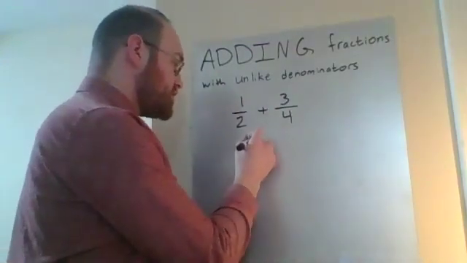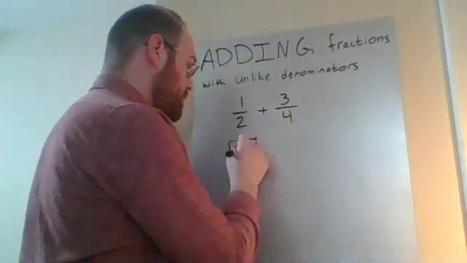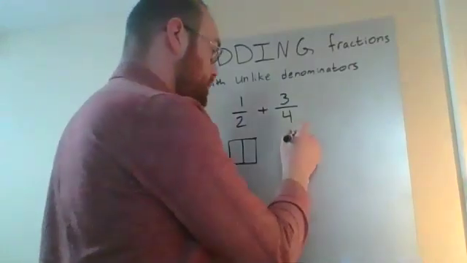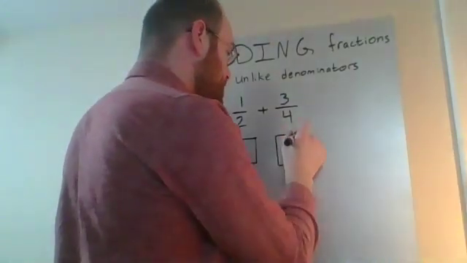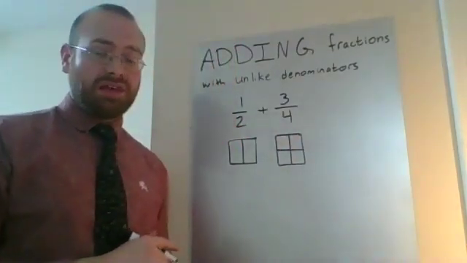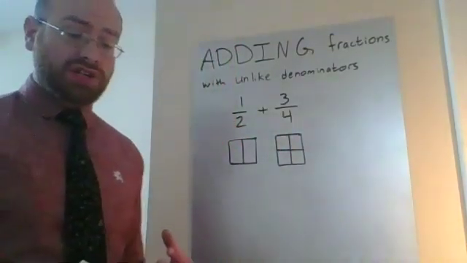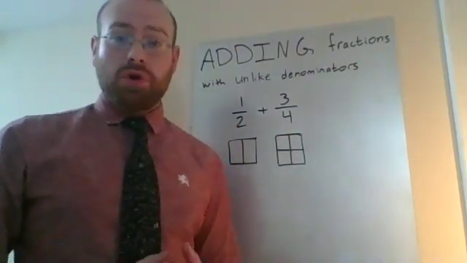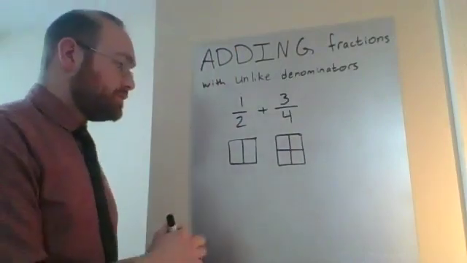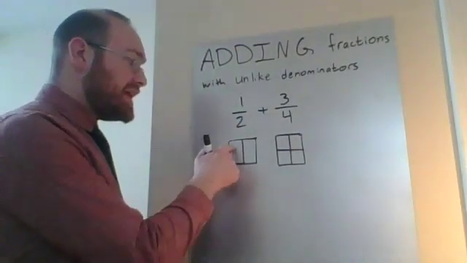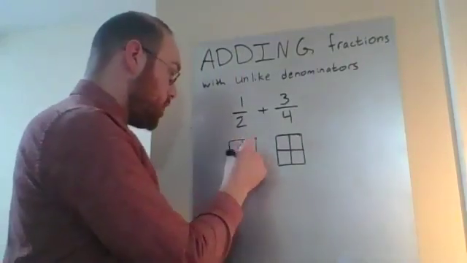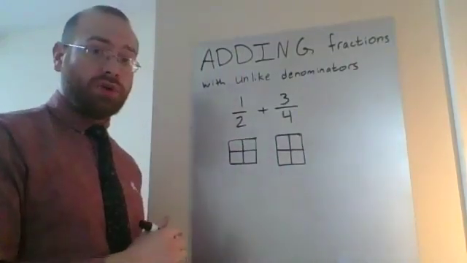So if we look at our first fraction, we have one whole that's divided into 2 pieces. But if we look at our second fraction, we have one whole that's divided into 4 pieces. And in order to add together 2 fractions, the number of pieces in a whole has to be the same. Notice, however, that if we divide each of our halves in half, we now have 4 in total.